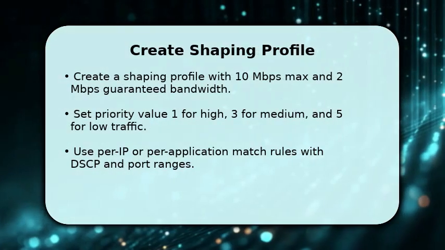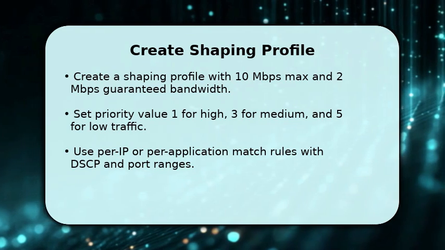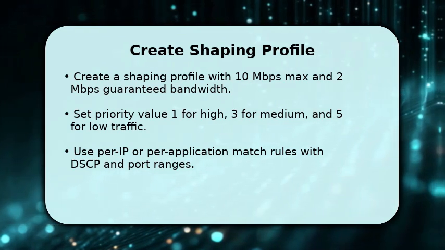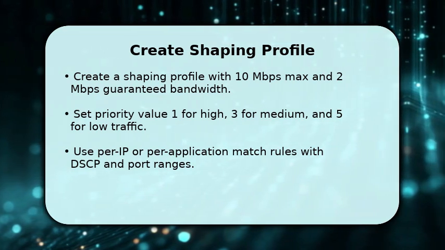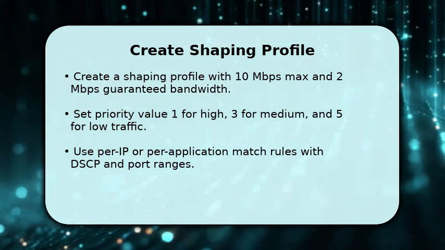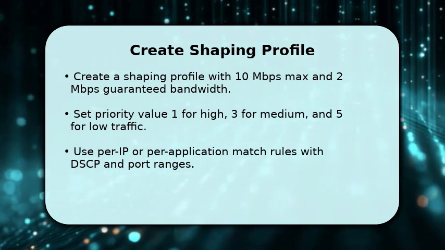Open policy and objects, then select traffic shapers to create a new profile. Define a shared shaper with 10 Mbps maximum and 2 Mbps guaranteed bandwidth for critical traffic. Add per user or per IP limits using 4096 KB buffers when needed to prevent bursts.